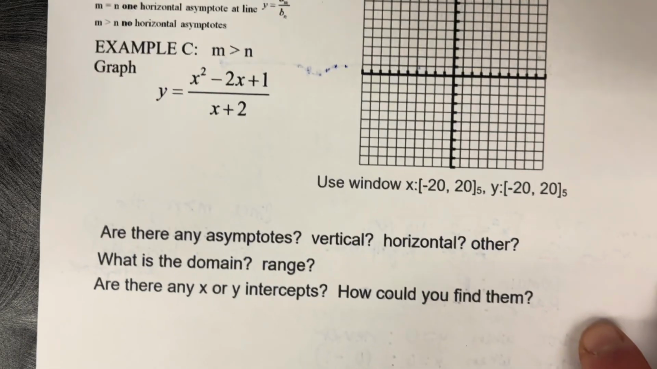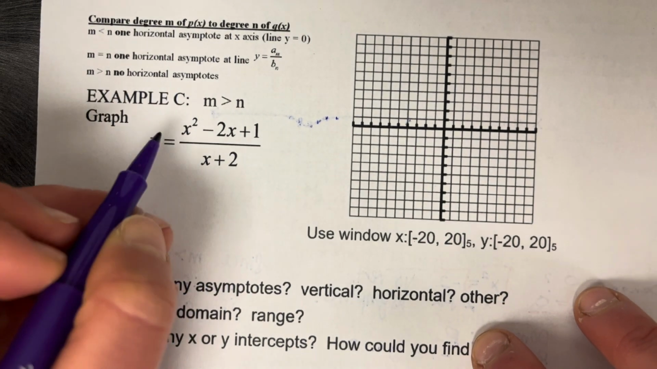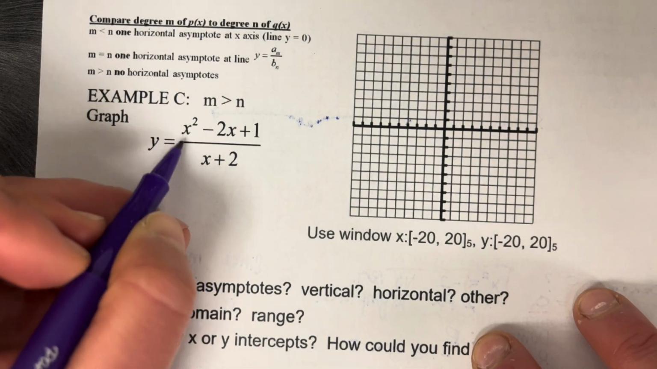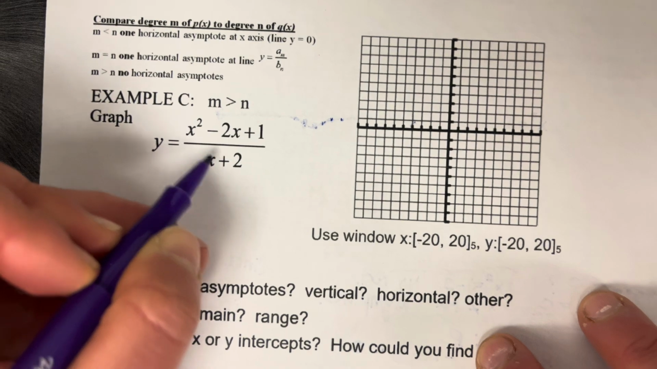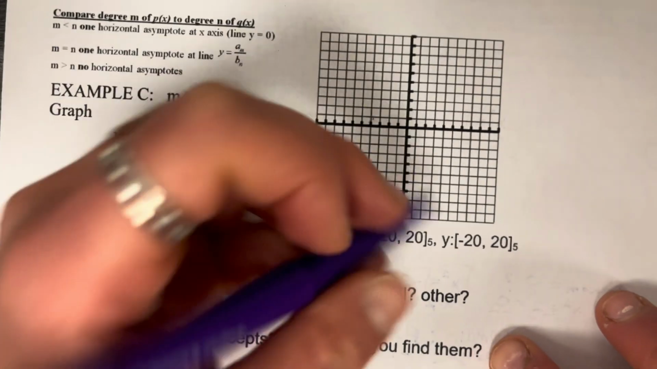Okay, last example. This time, m is greater than n, so the degree on top is greater than the degree on bottom. That means that the part on top is going to matter more. So as this gets bigger too, but not as much. So the upper limit is infinity. So that means no horizontal asymptote.